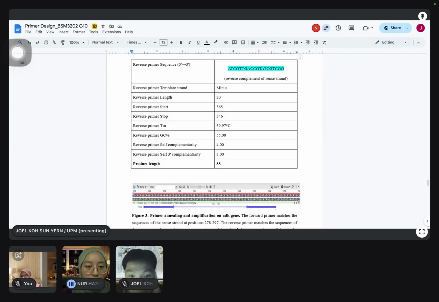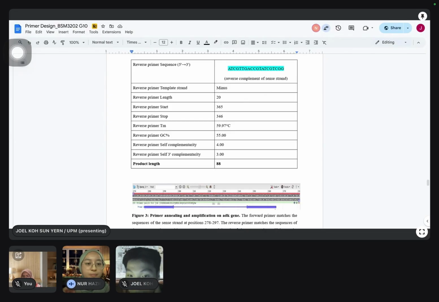Actually, it is the reverse complement of the sense strand, not the actual reverse primer, like Joel had mentioned, because the reverse primer binds to the anti-sense strand. So we see its reverse complement sequence in the sense strand, not the primer sequence itself. So we only see the reverse complement in the sequence.